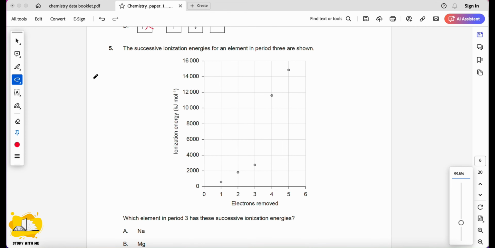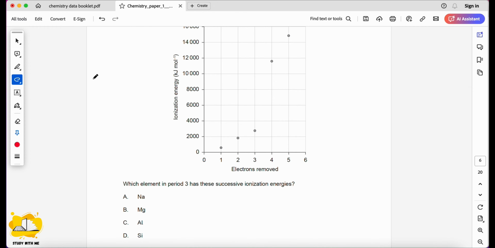The successive ionization energies for an element in period 3 are shown. So we have Na, Mg, Al, and Si. So for Na, the electron number is 211, so 281, and Mg 282, Al 283, and for Si 284. Okay, so there is a higher jump to remove the 4th electron, and 3 electrons are easier to be removed, so definitely not 1.